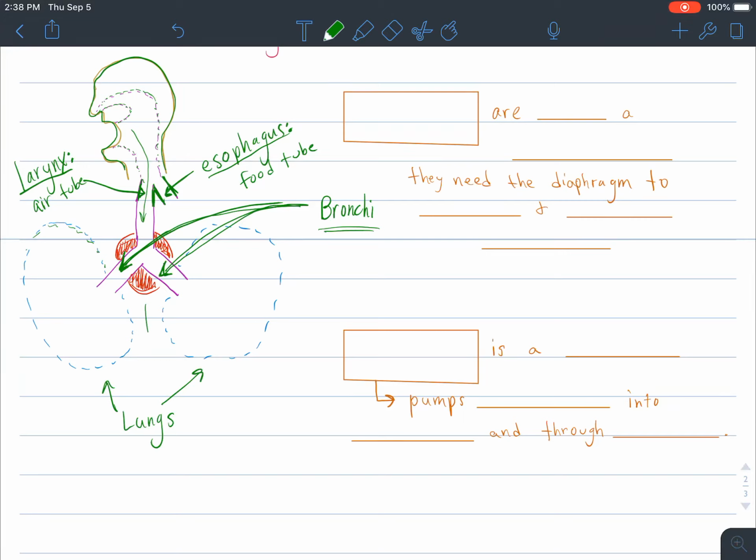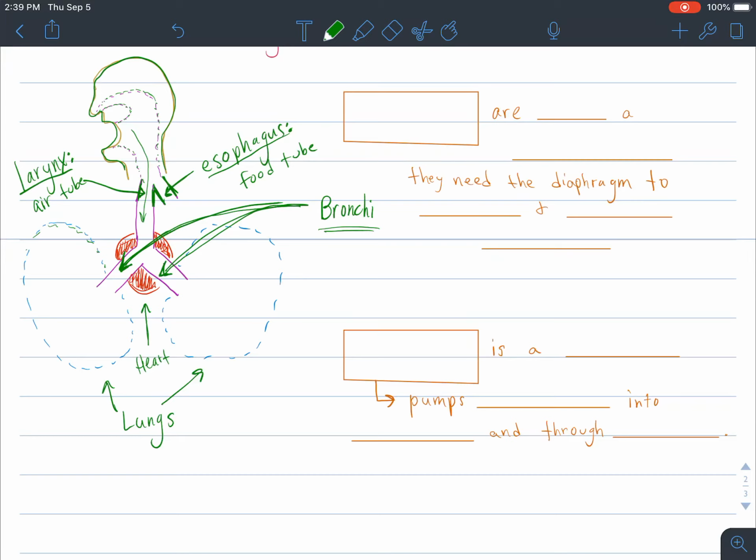This red thing here in the middle, this is our heart. And our heart actually sits here between our lungs. And this is important because our heart and our lungs work together in order to allow the circulatory and respiratory system to achieve their duty and their job.